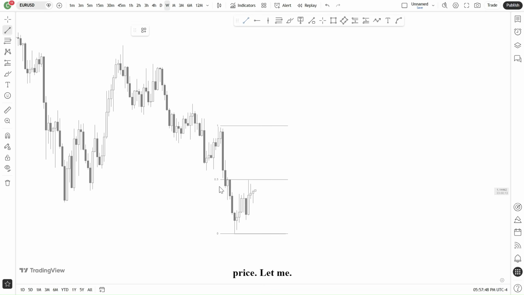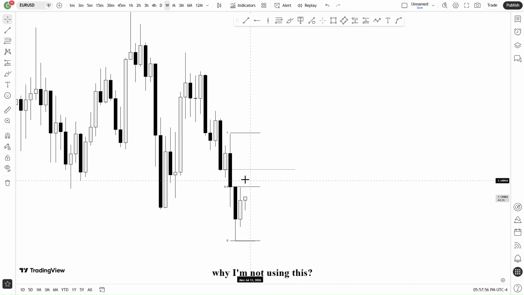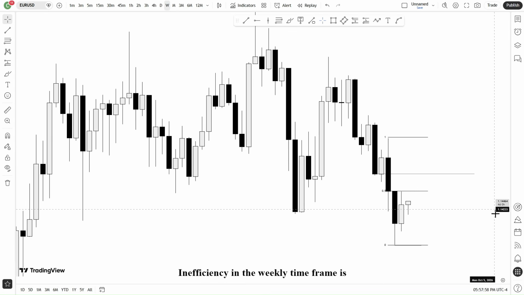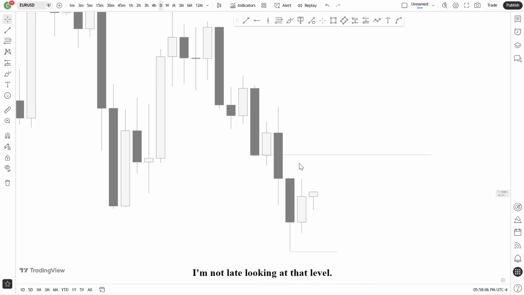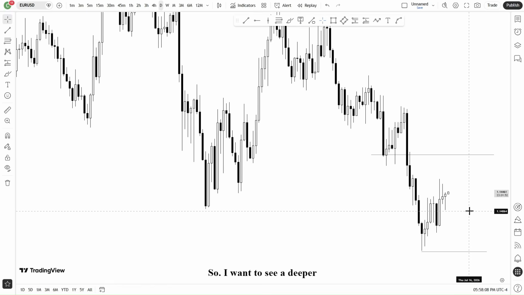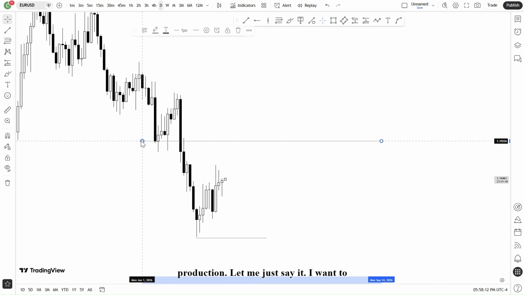Let me go to the weekly time frame first. This weekly order block right here. The reason why I'm not using this inefficiency in the weekly time frame, I cannot say it in this video, but that's the reason why I'm not really looking at that level. So I want to see a deeper production. Let me just say it. I want to see a deeper production.